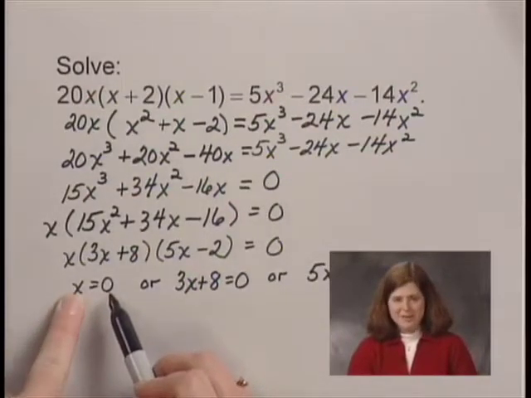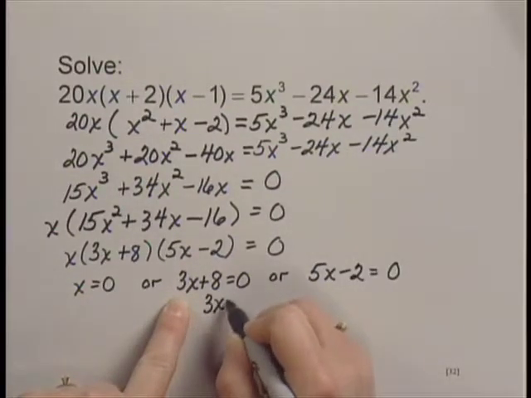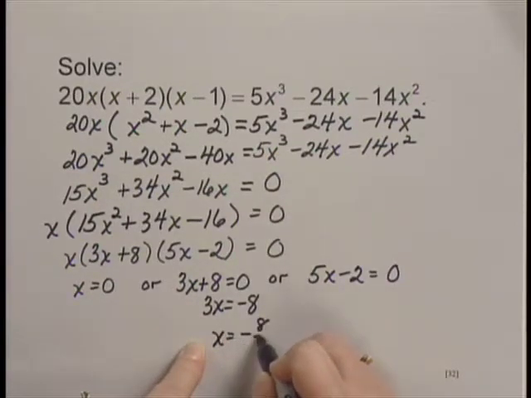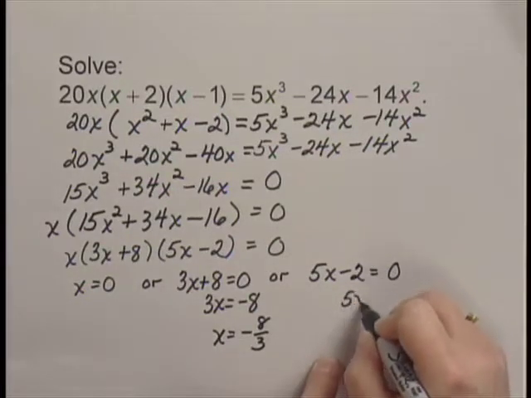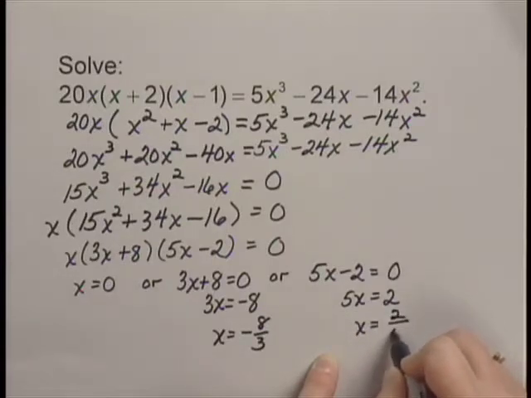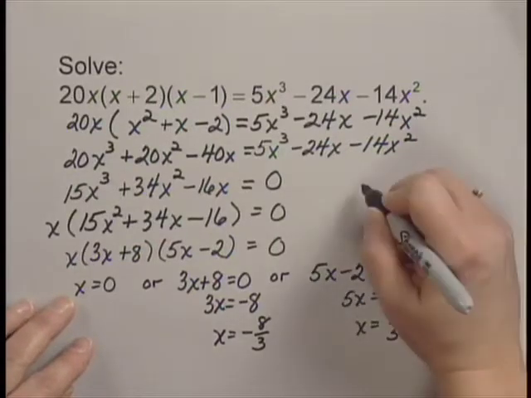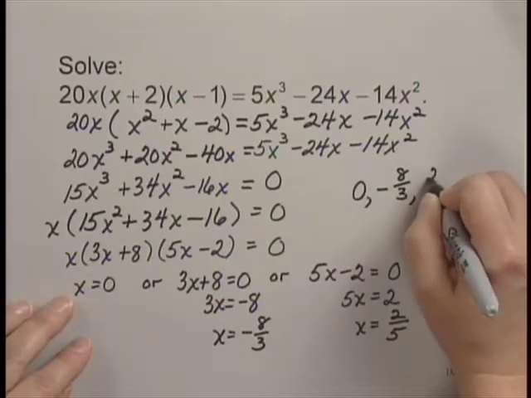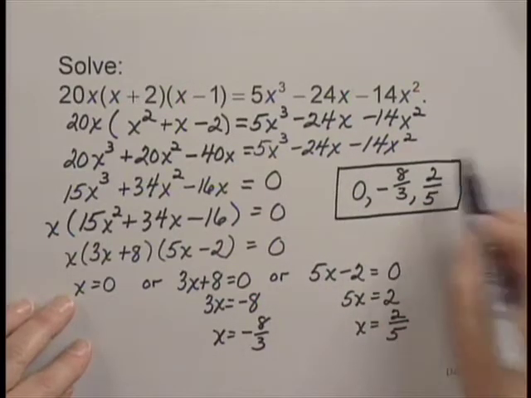Now this is already solved, x equals 0. To solve for x here, I subtract 8. 3x equals negative 8. Divide by 3, x equals negative 8/3. And over here, to solve for x, I add 2 and divide both sides by 5. So my solutions would be, and I might box those off, 0, negative 8/3, and 2/5 are the solutions of the equation.